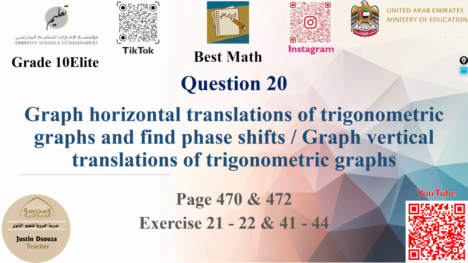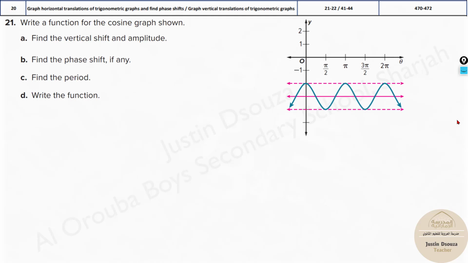We are now in the last question, question number 20 of the exam scheme. In this question, we need to write the equations of the trigonometric functions. The graphs will be given to us. We need to write the phase shift, the translation, and everything. Let's look into this question here.